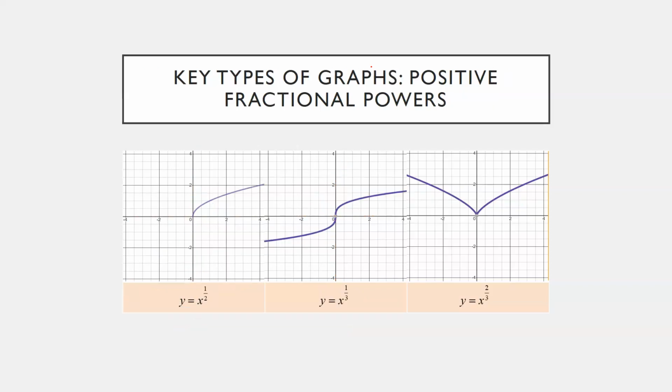Then we can get some graphs with positive fractional powers. So to start with, we have y equals x to the half. Notice that that's undefined when x is negative, because we can't take the square root of a negative number and get a real number. Then we have y is equal to x. Then we have y is equal to x to the power of a third. Then y is equal to x to the power of 2/3.